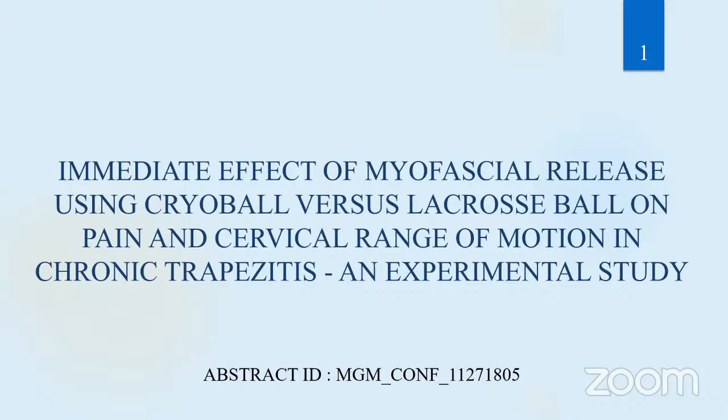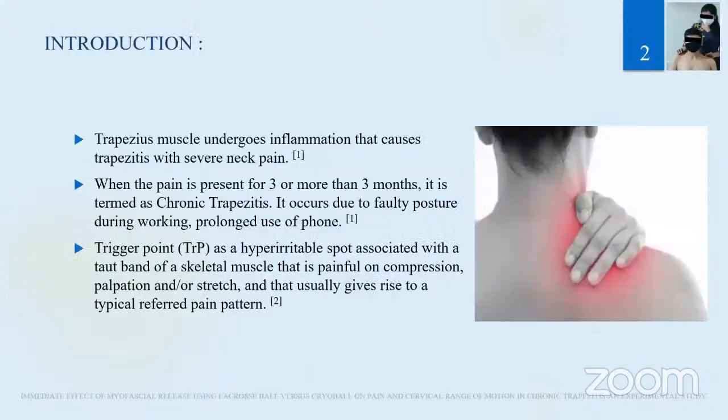Good afternoon, all. My topic for presentation is immediate effect of myofascial release using cryoball versus lacrosse ball on pain and cervical range of motion in chronic trapezitis. As we know, trapezitis is a very common musculoskeletal condition seen nowadays. Trapezitis is a muscle condition in which the trapezius muscle undergoes inflammation, which presents with severe neck pain. Chronic trapezitis is termed when the pain is present for 3 or more than 3 months and it occurs due to faulty posture during working or prolonged use of phone.